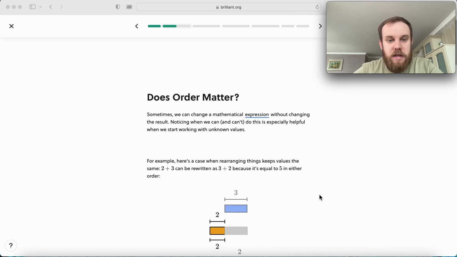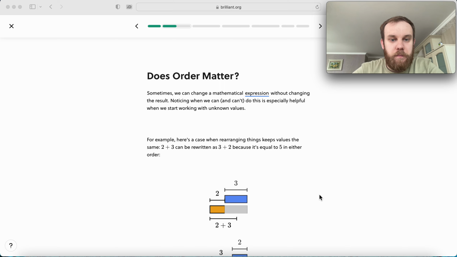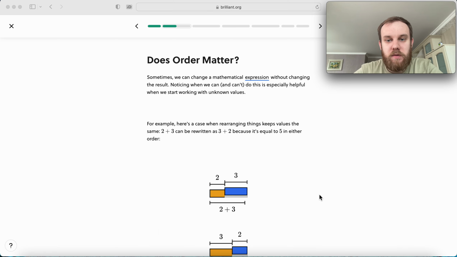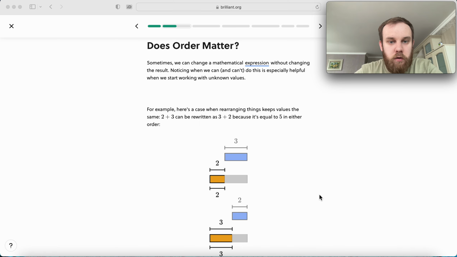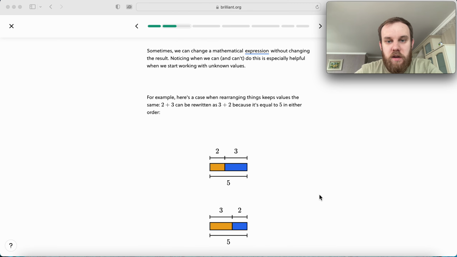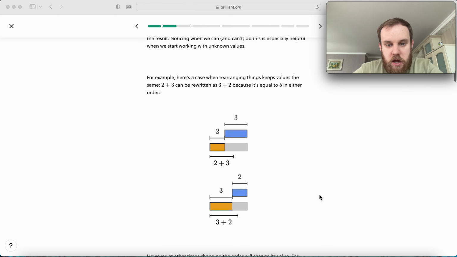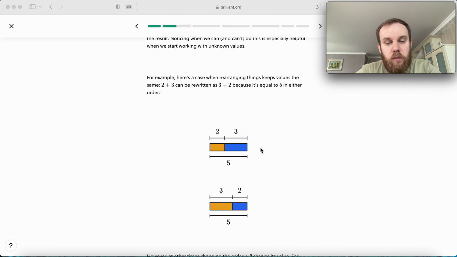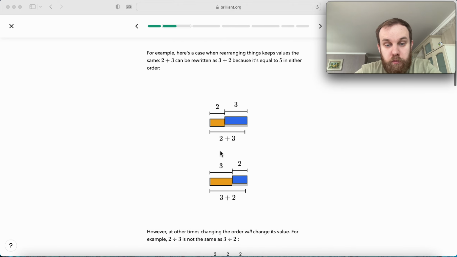And let's start. So does order matter? Sometimes we can change a mathematical expression without changing the result. Notice when we can and cannot do this, especially helpful when we start working with unknown values. Here is a good example, I think: it doesn't matter whether you add 2 to 3 or 3 to 2, you end up with the same result, which is 5. So pretty obvious.